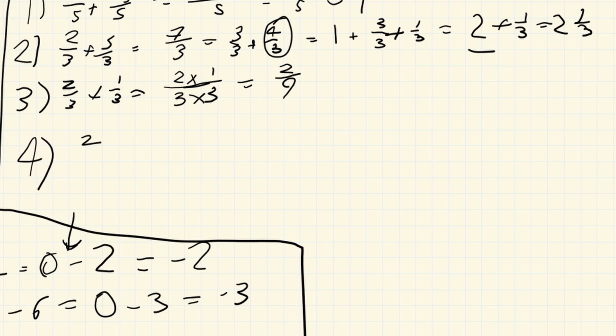Question 4, 2 over 3 add 1 divided by 2. Well, the first number we are timesing by 2 divided by 2 because that's the bottom of the second number.